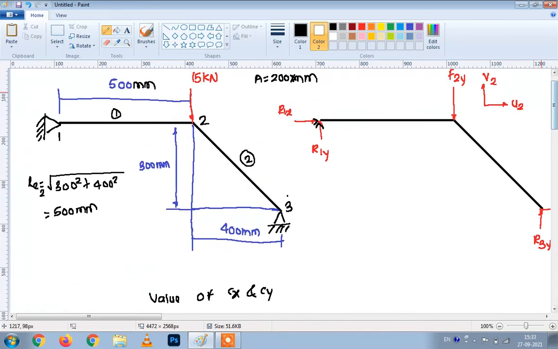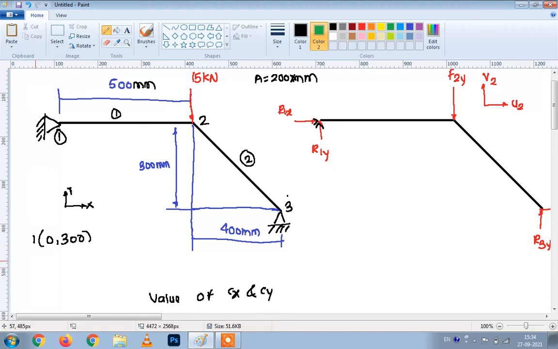Now in this figure, there is no node point at the lower left, but in order to get all the dimensions properly, we are considering the origin at this lower left. With respect to this origin, the coordinates of point number 1 will be, I will write down here, point number 1, the x coordinate will be 0 because they are on the same line. So here we will get 0 and 300. X is 0, y is 300.